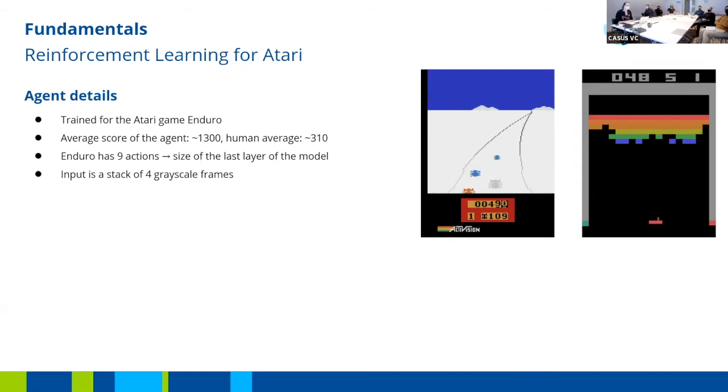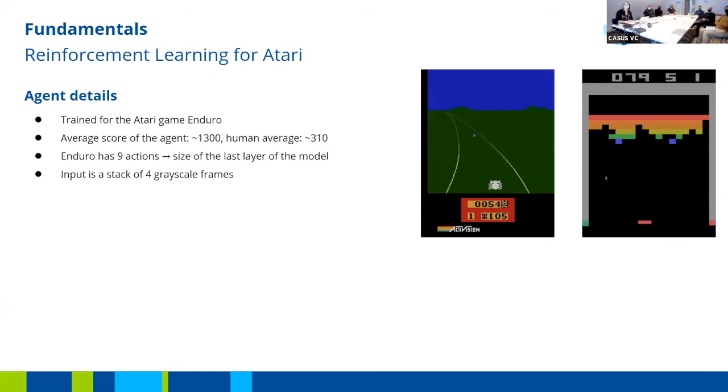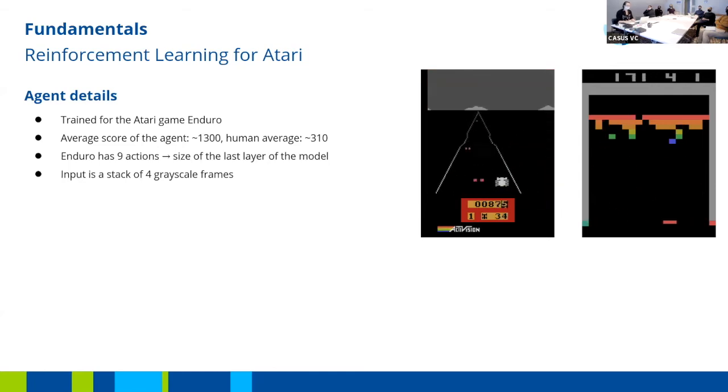So my trained agent for Enduro scores on average 1,300 points, so it reaches level 4, and an average human player reaches about 310 points, which is the end of level 2. And the Breakout agent has a final score of 350 points. An average human player would probably score around 75 points.